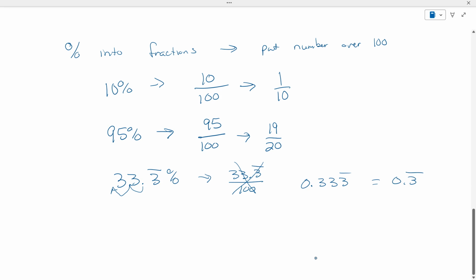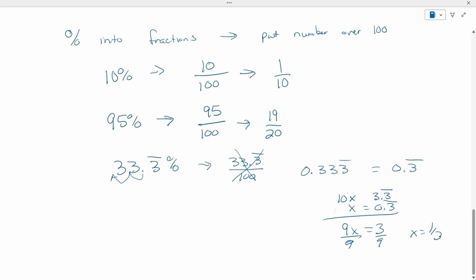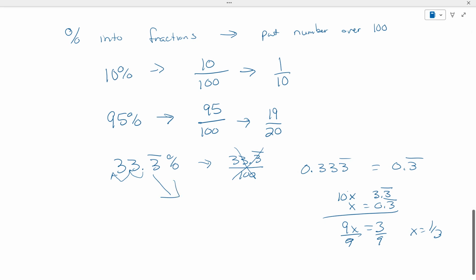So if it's 0.3 repeating, remember how we changed that into a fraction? We said, well, x equals 0.3 repeating, and since there's 1 repeating, we go 10x. So that's 3.3 repeating, and we subtract. So 9x equals 3, divide by 9, x equals 1/3. So this percent as a fraction is 1/3.